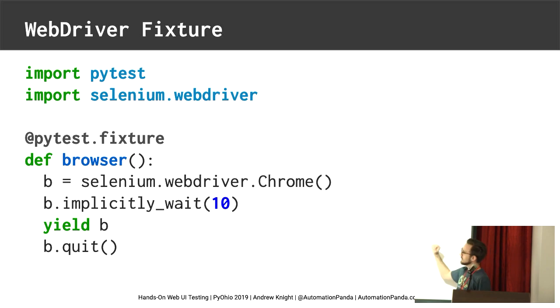To instantiate your browser, you simply call whatever browser type you want. So Selenium WebDriver, we're going to use Chrome. So I'm going to initialize a Chrome instance. There's Firefox, IE, all the different ones. And I'm going to store that in a variable, b. This b variable now has the WebDriver instance.